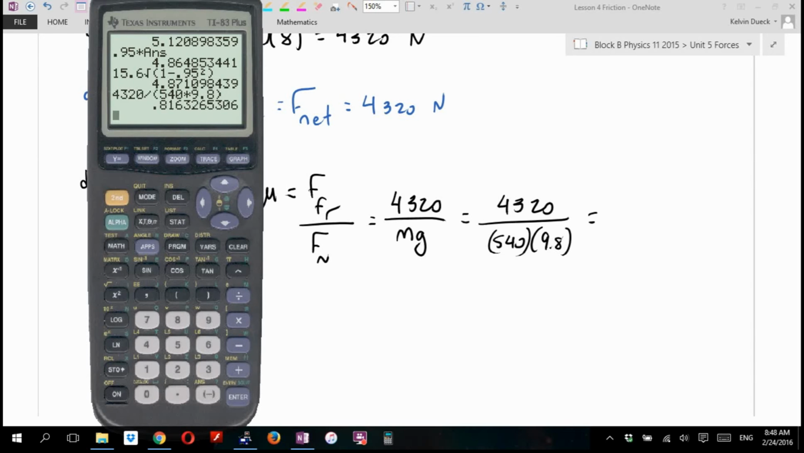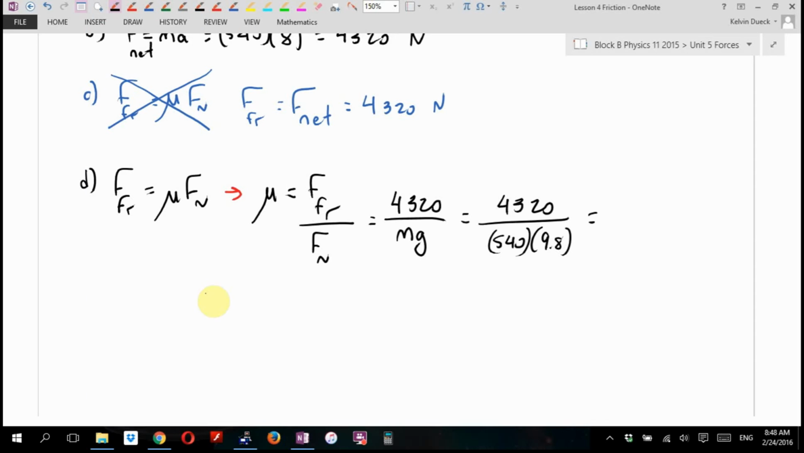These are pretty good tires. Actually, for dragster tires, they're not. You'd want them to be even stickier. But 0.816 what? What were the units for the coefficient of friction? There are none. Okay?